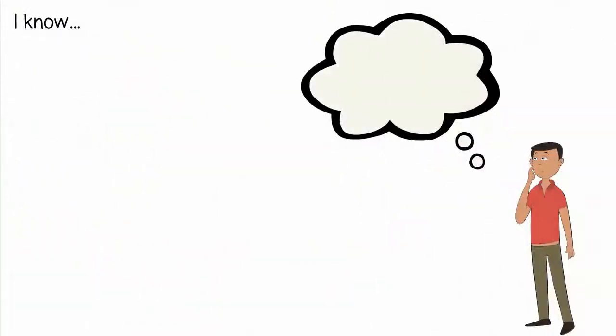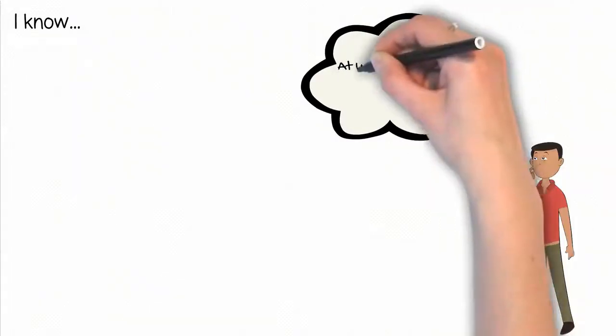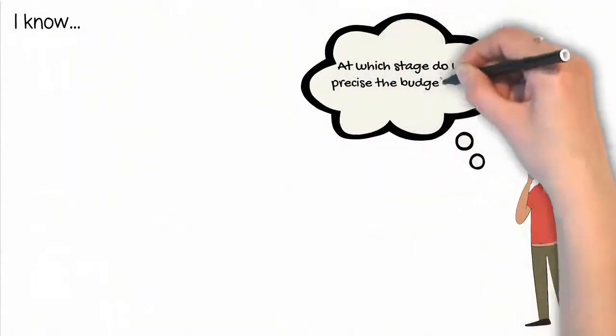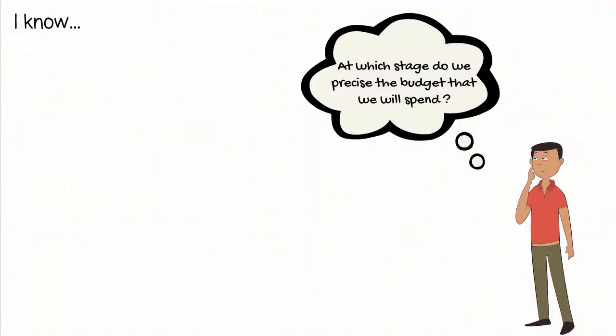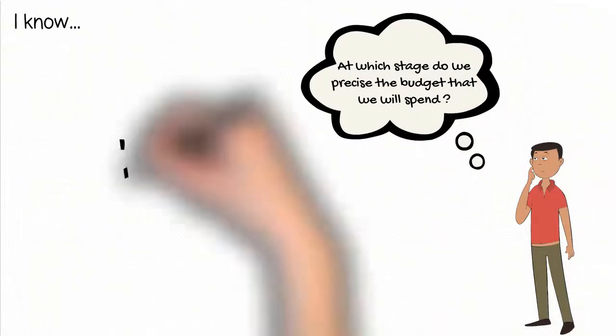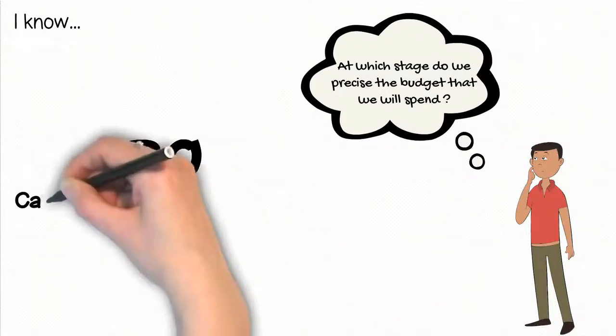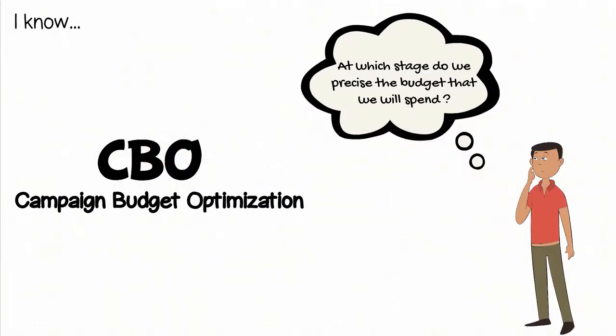I know a lot of you might be asking, but at which stage do we specify the budget that we will spend? Here is the role of the famous CBO, which stands for Campaign Budget Optimization, which will be the topic of the next lecture.